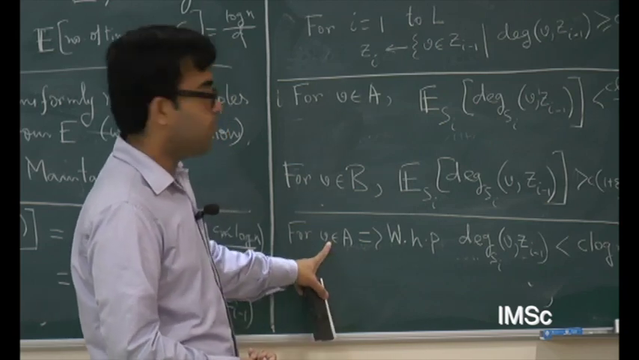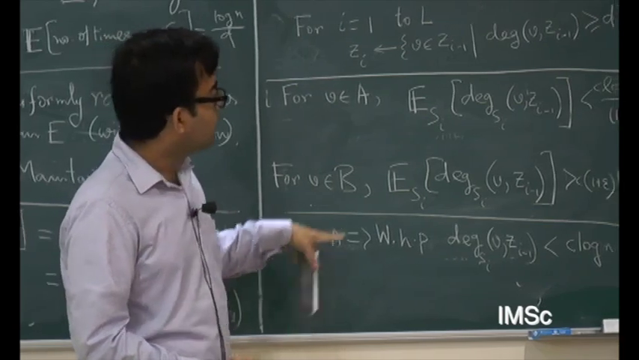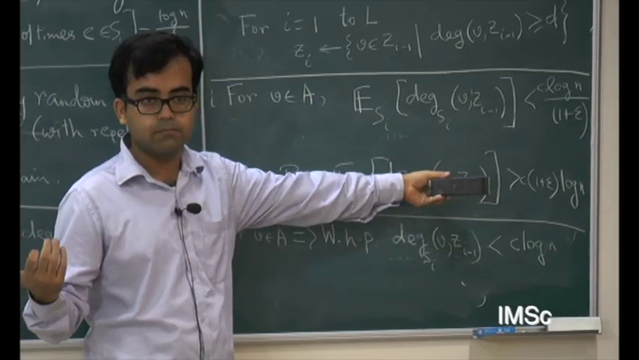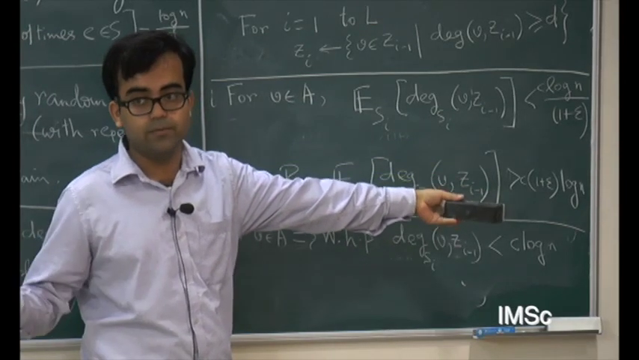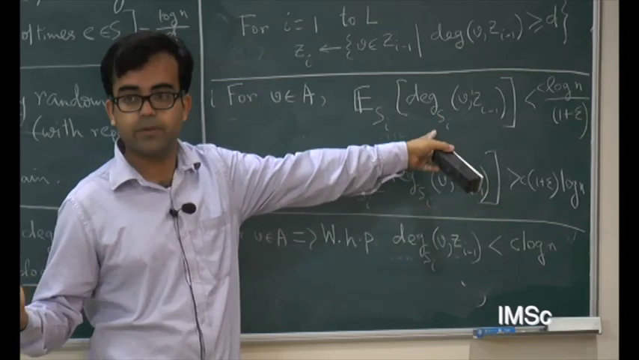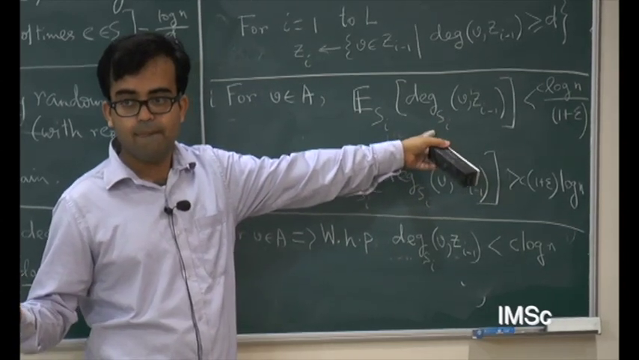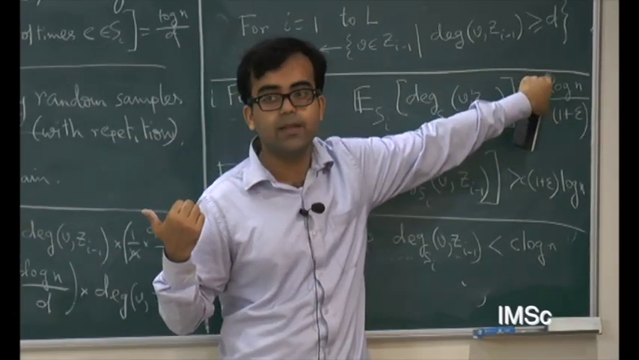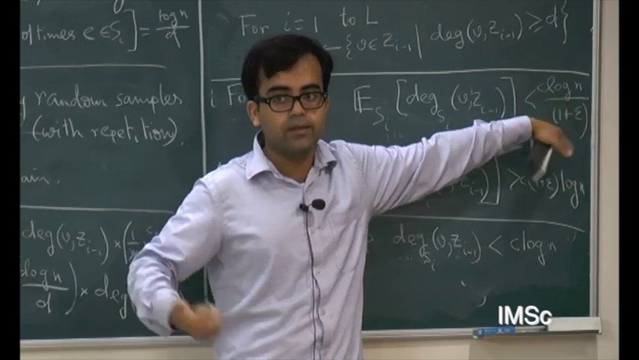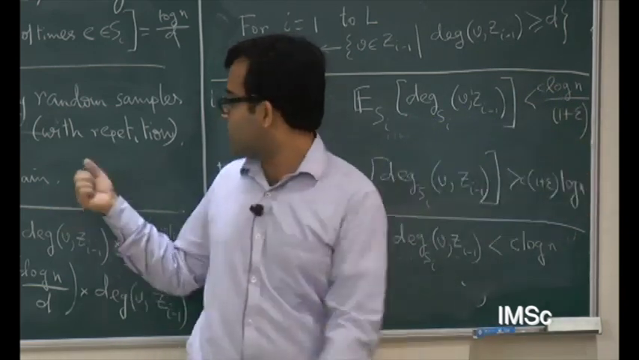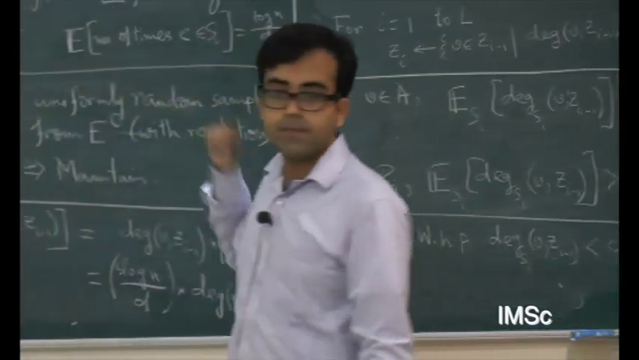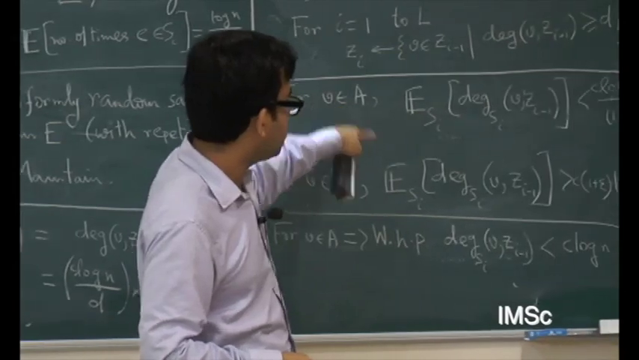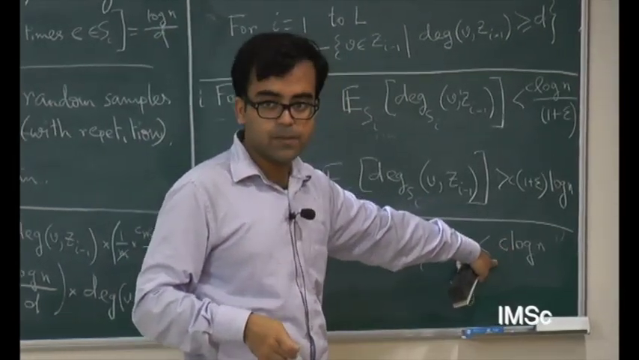If you fix a node V, then the edges adjacent to it are being sampled uniformly at random and independently of each other. So you can apply Chernoff bound on this expectation. And recall that in the Chernoff bound, the main deal was that the expectation should be sufficiently large, around C log n, so that you can get a high probability bound. And that's why this C log n factor was there in the sample. So for a node V in A, its degree in the sample will be sufficiently small, C log n.